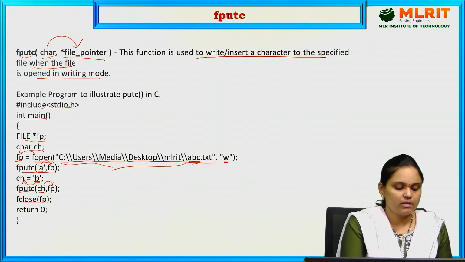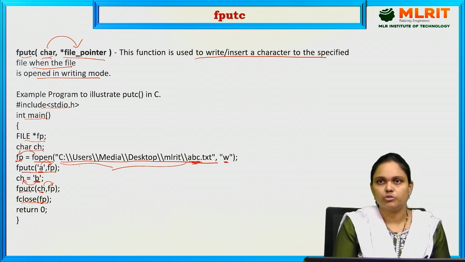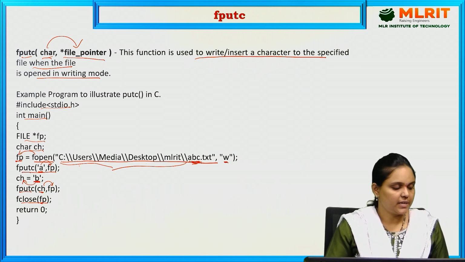So which file are we closing? The fp file we are closing, the fp which has abc.txt. So that particular file will get closed. We'll check it practically once.